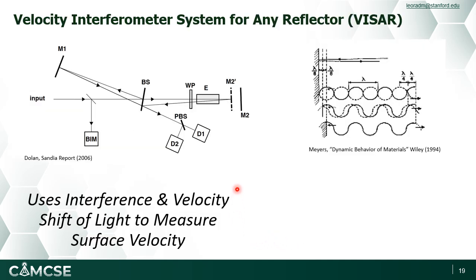The most established type of shock measurement that we can do is called a velocity interferometer system for any reflector. This is abbreviated VISAR, and it's a type of velocimetry that effectively allows us, using the interference of light against itself, to see a Doppler shift in light that is caused by the velocity of the back surface as the shock breaks out of the material.